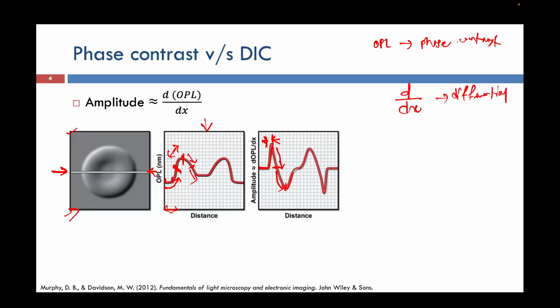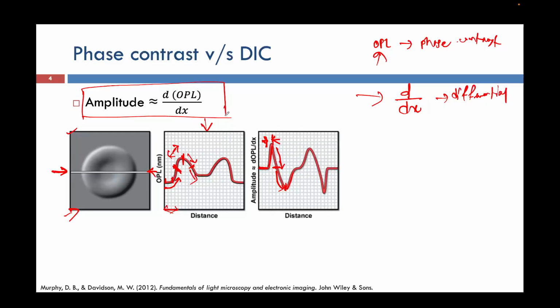So that means whatever optical path length I am getting, what I am doing in differential interference microscopy is just taking the derivative of that optical path length. So if I design a detector which is able to capture the amplitude, and I design it in such a way that the amplitude should not directly correlate with the optical path length, rather, the amplitude should be correlated with the derivative of the optical path length.